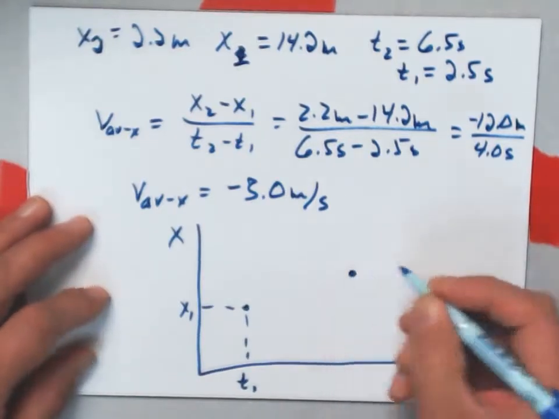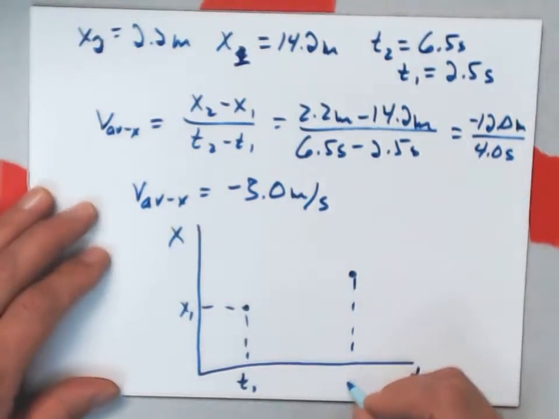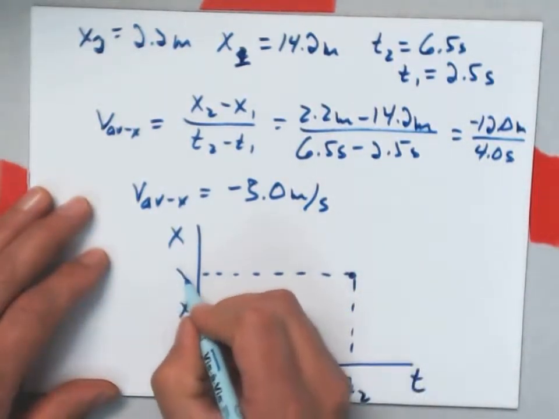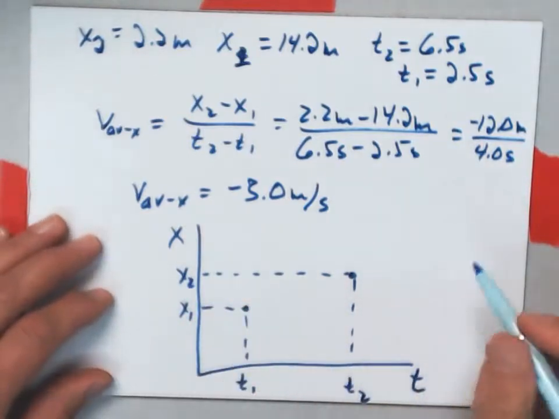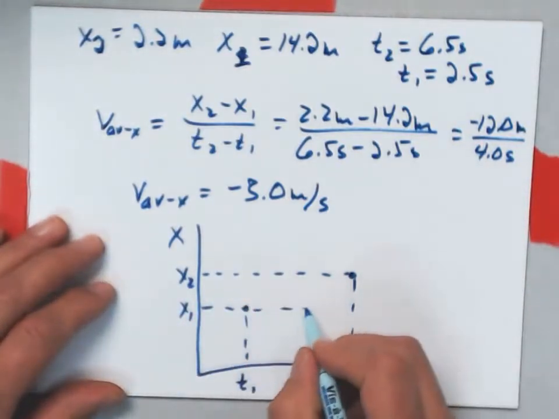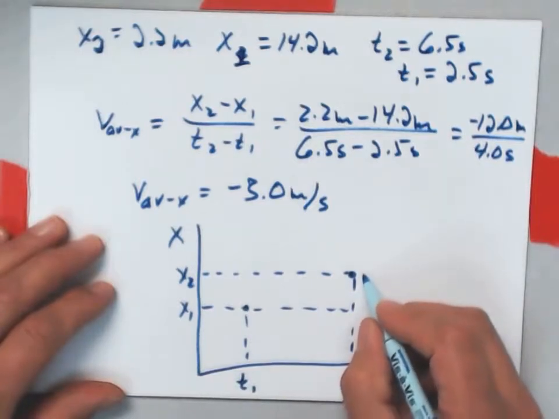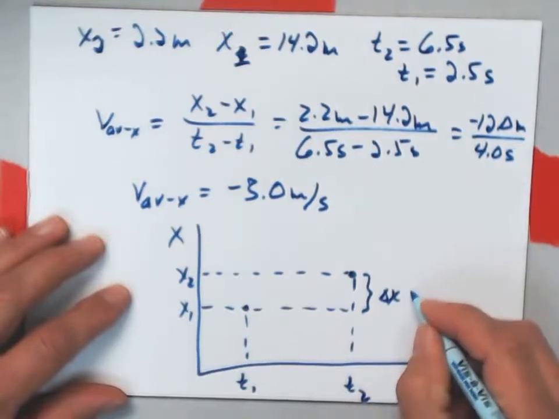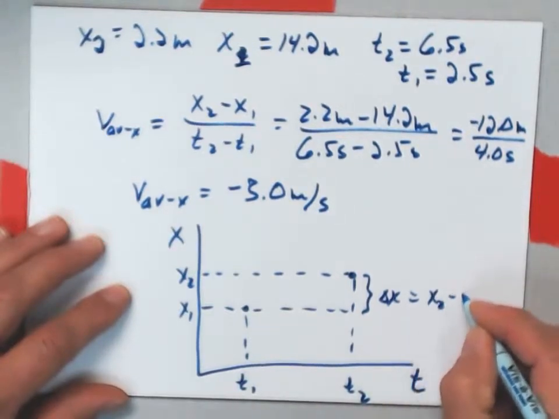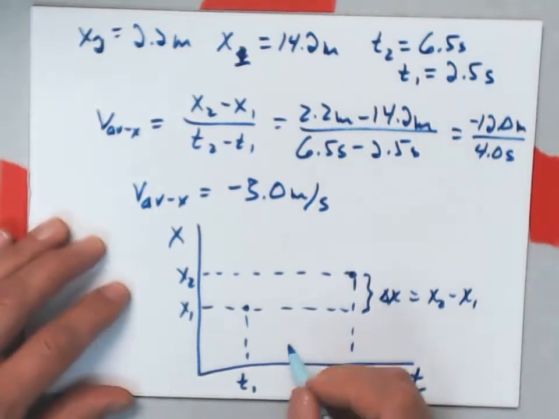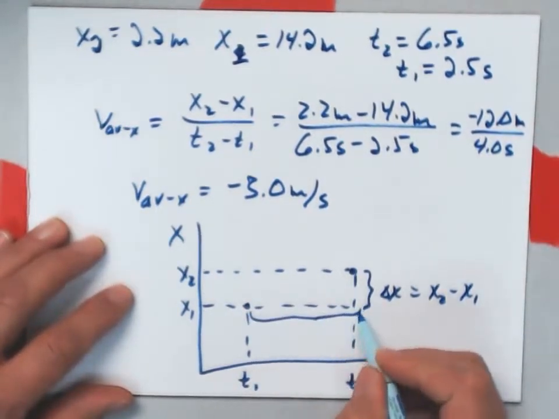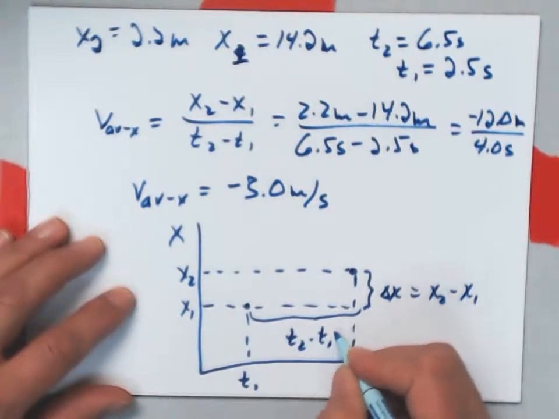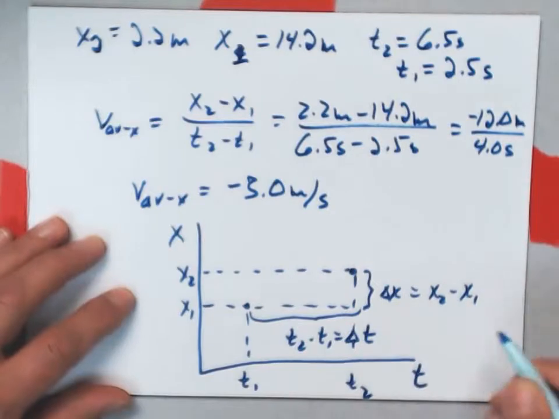And then at some later time, t2, the object might be up there, x2. Well, let's see. That x2 minus x1, that's just this thing. Delta x, x2 minus x1. The t2 minus t1 is this little span here. That's what we call delta t.